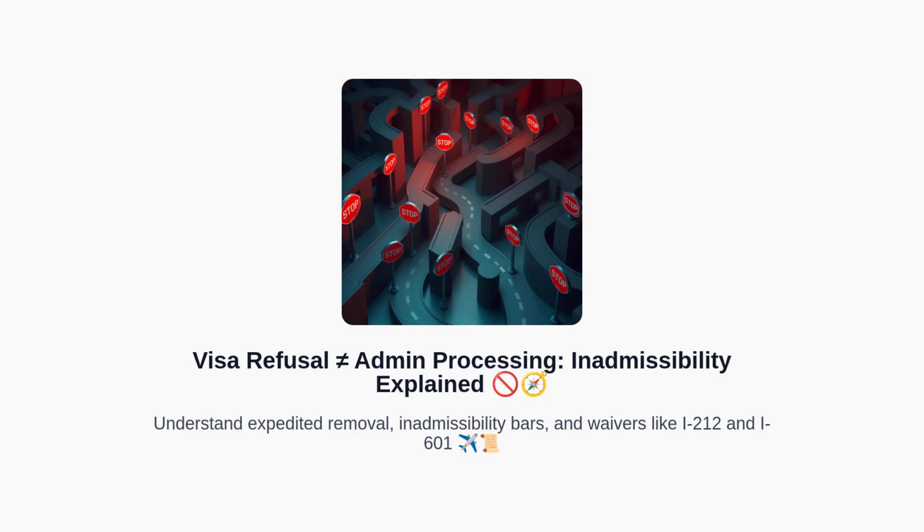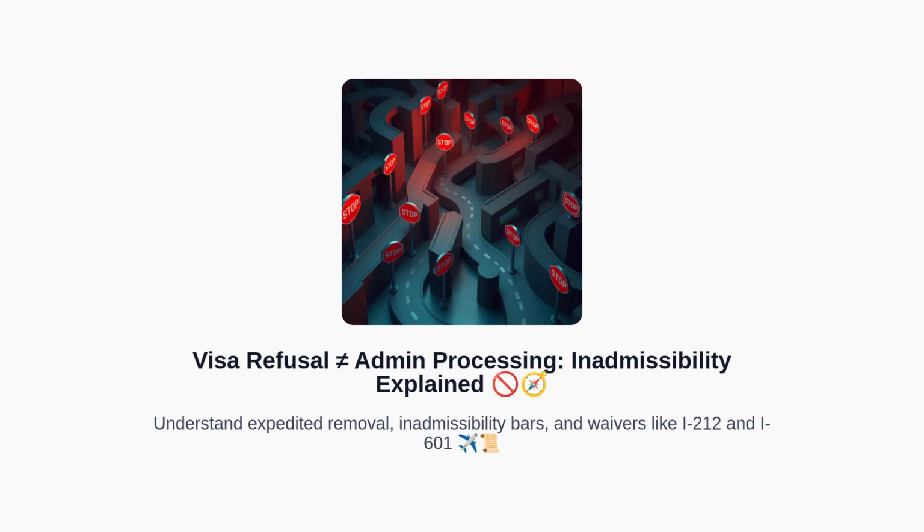First, we will clarify why a visa status marked refused is rarely just administrative processing. Next, we will unpack expedited removal, the 5-year bar, and the permanent bar tied to fraud or willful misrepresentation. Then, we will decode how 221G differs from a final refusal and what the waiver process really requires. Finally, we will walk through a realistic action plan and conclude with key takeaways.